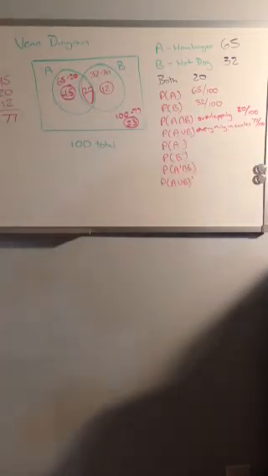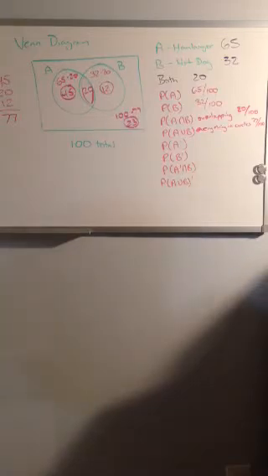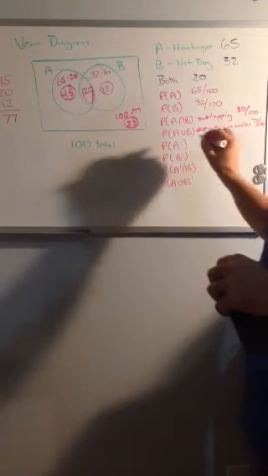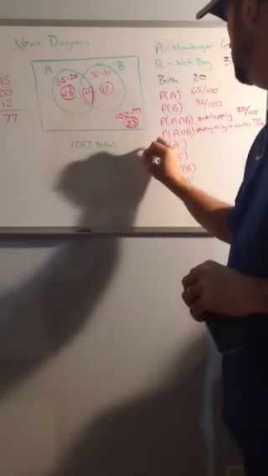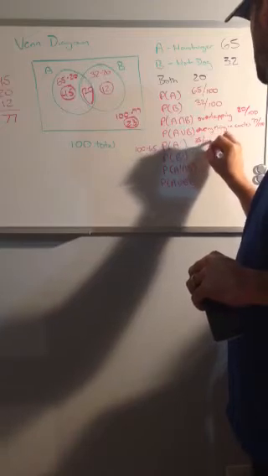This is our complement here. These are the people that don't like, the opposite. So if 65 people like hamburgers out of 100, the complement is whatever's left. That is going to be 35 out of 100.